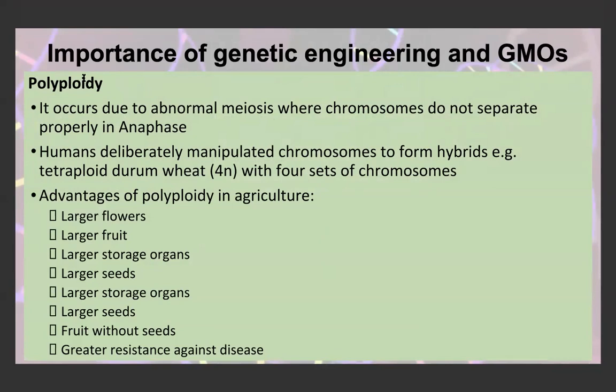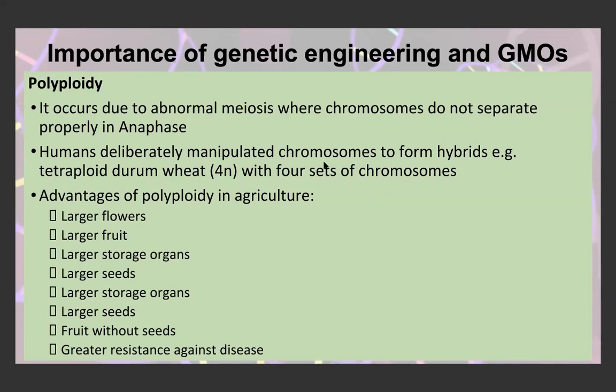Polyploidy is basically, for those who don't know, just the condition where instead of having 2 sets of chromosomes per chromosome pair, there'll be like 4 sets of chromosomes, or 5 or 3 or whatever, just more than 2. So instead of being a diploid organism, it would be triploid or tetraploid and so on. So humans have used this in durum wheat, for example, to produce tetraploid durum wheat, so 4N wheat instead of the normal 2N, which has 4 sets of chromosomes.